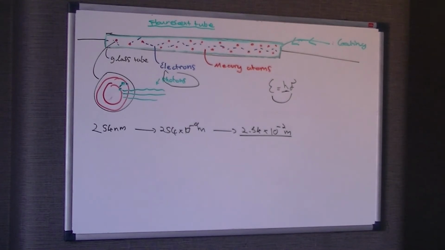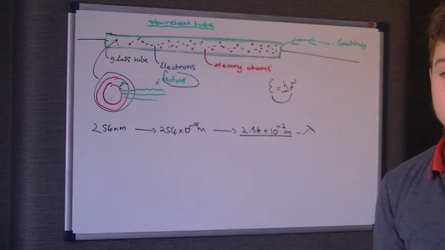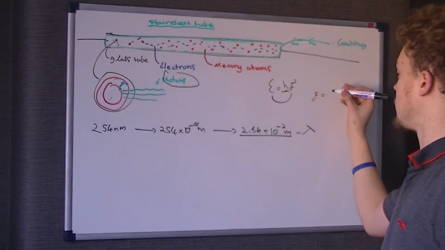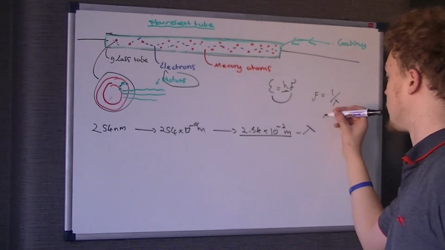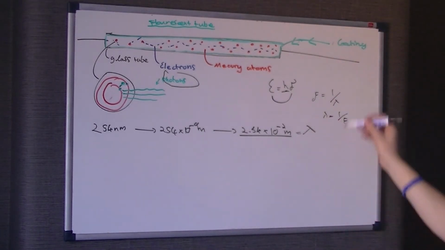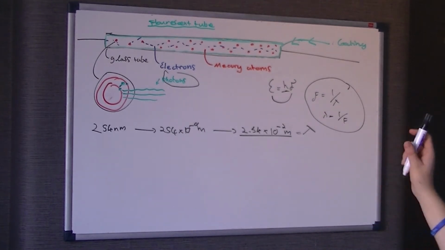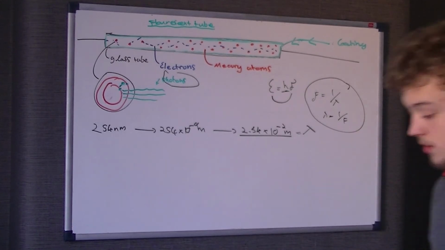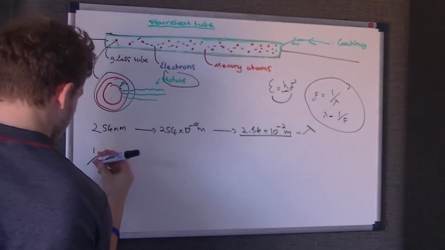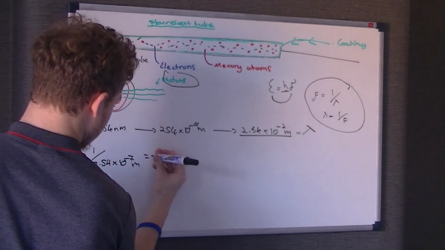So it says calculate the frequency of these photons. Now that is the wavelength. So we have to go back to our good old friend that we learned in GCSE. So the frequency is equal to 1 over lambda, or lambda is equal to 1 over the frequency. Okay, whichever way around you want to think of it. So both mean exactly the same thing, just rearranged versions of each other. Okay, so we need to calculate the frequency of these photons. Right, well, so therefore the lambda is equal to 1 over the frequency, so you just do 1 over 2.54 times 10 to the minus 7 meters. That is equal to the frequency.